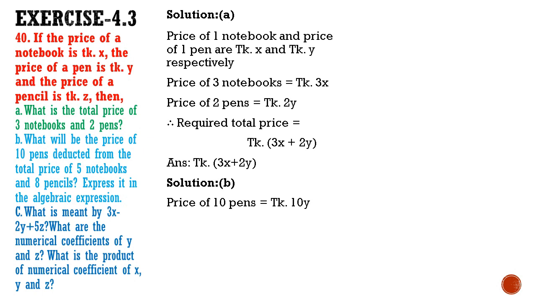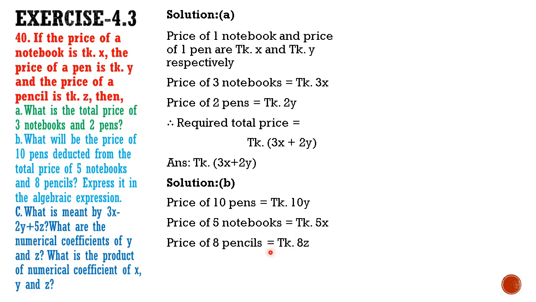So the price of 10 pens equals taka 10y, my dear, because 1 pen's price is taka y. The price of 5 notebooks equals taka 5x, because 1 notebook's price is taka x. The price of 8 pencils equals taka 8z, because 1 pencil's price is taka z.